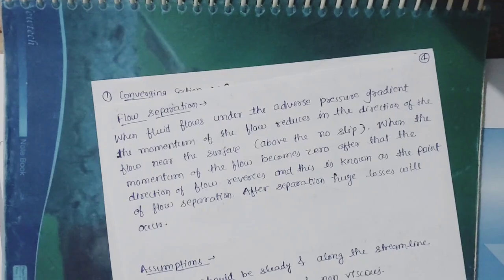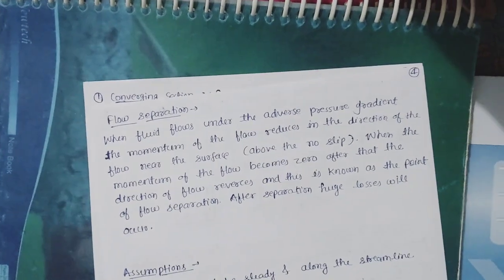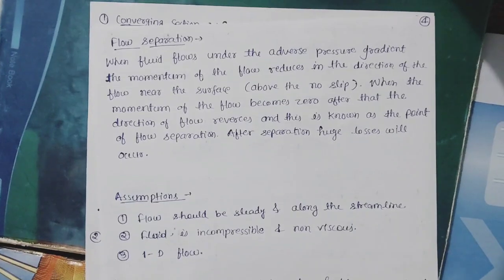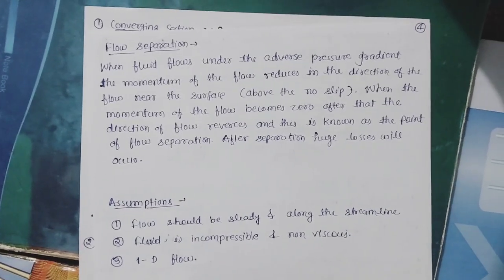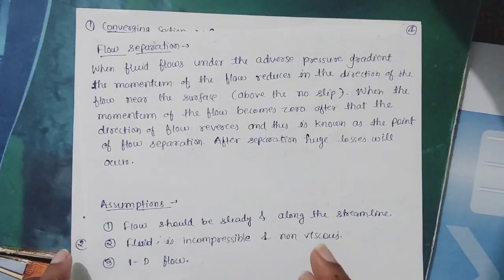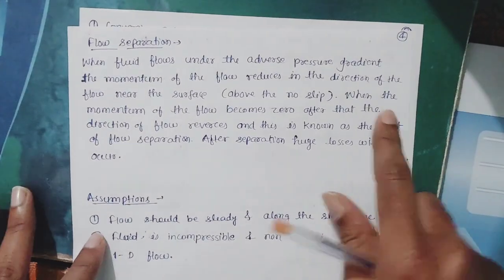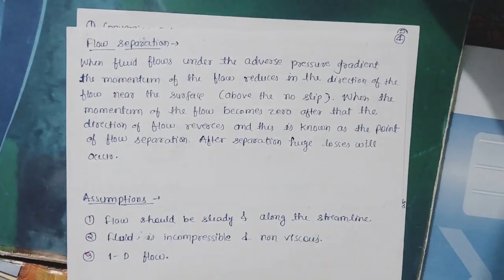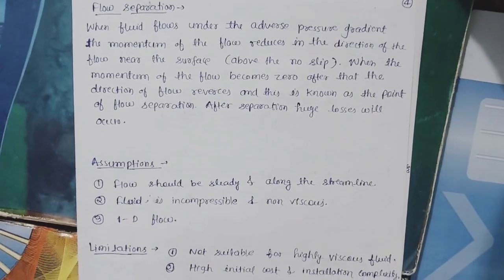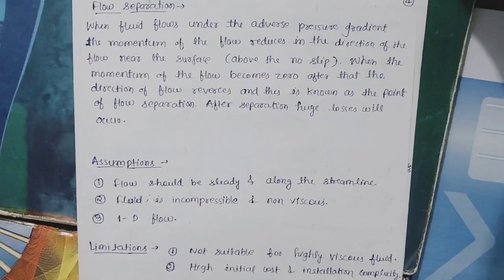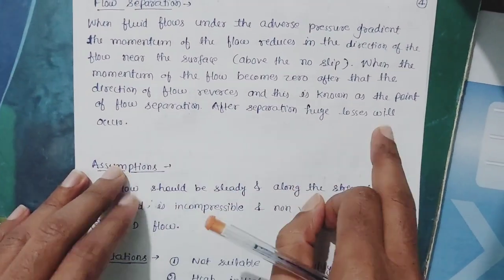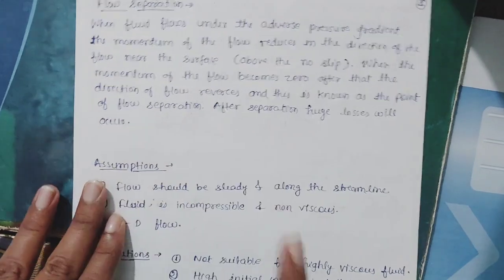When fluid flows under an adverse pressure gradient condition, the momentum of the flow reduces in the direction of the flow near the surface, that is, near above the no slip. When the momentum of the flow becomes 0, after that the direction of flow reverses, and this is known as the point of separation of flow. After separation, huge losses will occur.